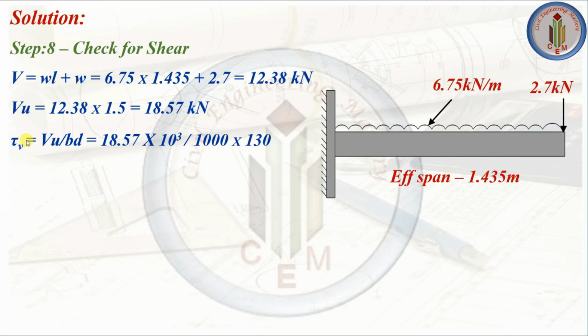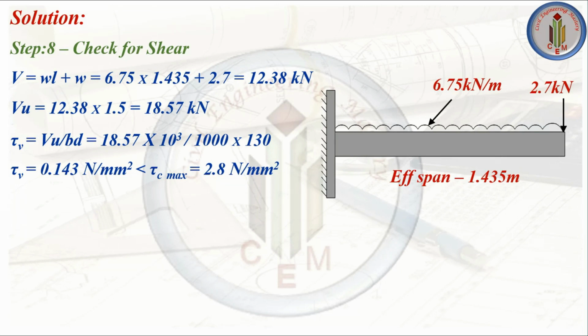Now we need to calculate the shear stress, that is tau v. Tau v is equal to Vu by bd. From this formula we get 0.143 Newton per square millimeter, which is less than tau c max, 2.8 Newton per square millimeter. This I will show you in the IS 456 code.